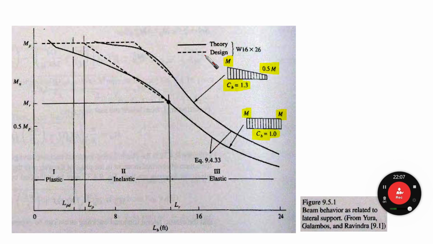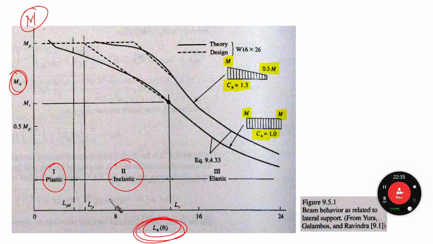So let's understand how this makes a difference. For example, here we have the relation between Lb and M. In the vertical axis, this is the nominal strength M, and this is the unbraced length. And these are the three different regions that we have: the plastic part, inelastic lateral torsional buckling, and elastic lateral torsional buckling. Then for one section, W16 by 26, for example, we have two different cases. In one case, the moment has a gradient along the beam, and CB is going to be 1.3. Look how that compares to the case where the moment is constant.